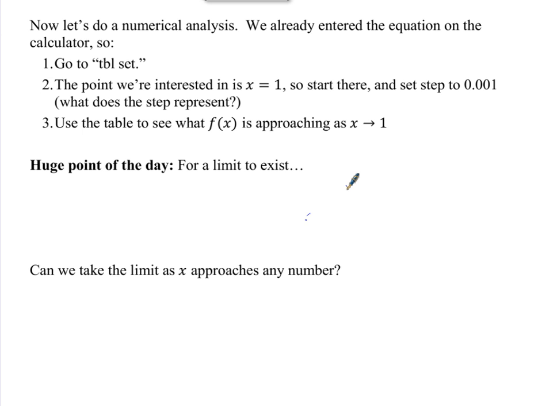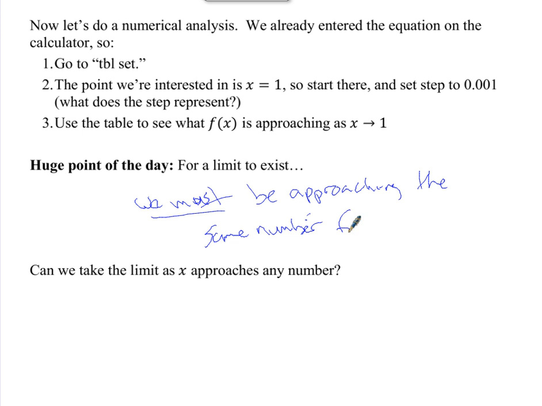For a limit to exist, we must be approaching the same number from both sides in our function. So it's not the x value that we're approaching, it's the function's value that we're approaching.